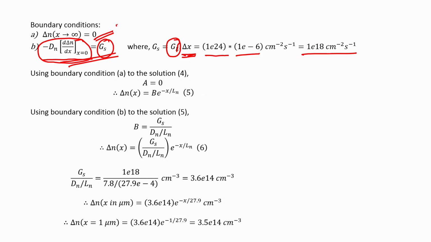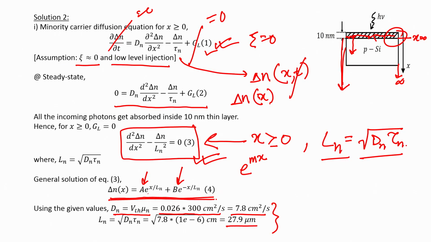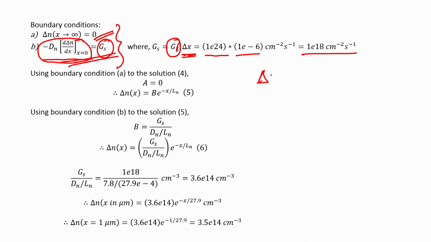Now, you have to use these two boundary conditions to find out these two coefficients A and B in equation 4. Del n, that is the general solution, del n x equal to A e to the power x by Ln plus B e to the power minus x by Ln.